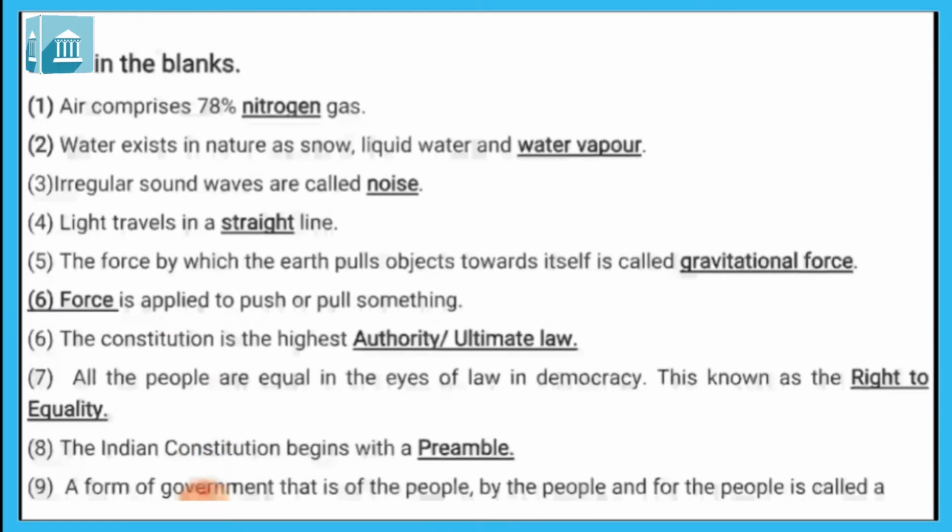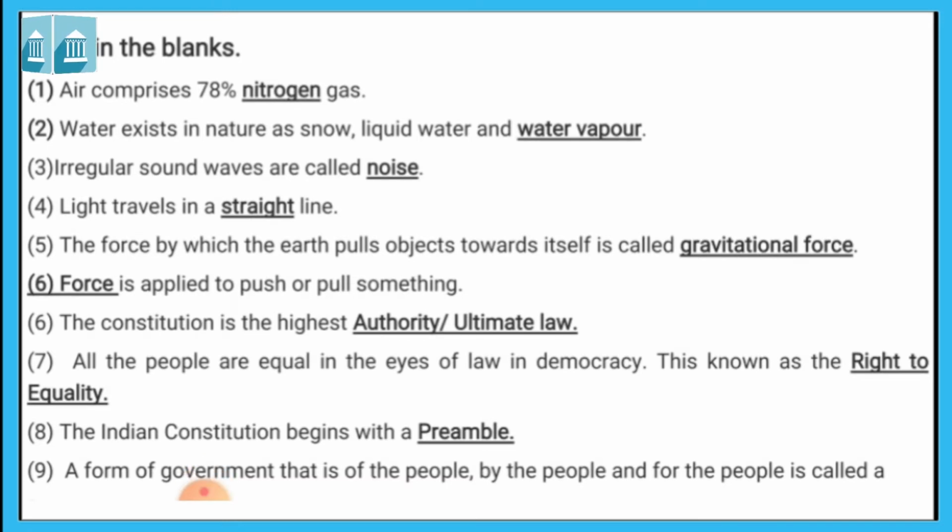Now exercise B, fill in the blanks. Air comprises 78% dash gas. So air consists of two main gases, 78% nitrogen and 21% oxygen. And the remaining part is made up of many other gases and a small amount of water vapor.